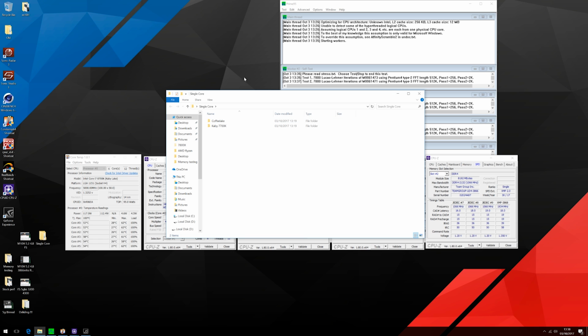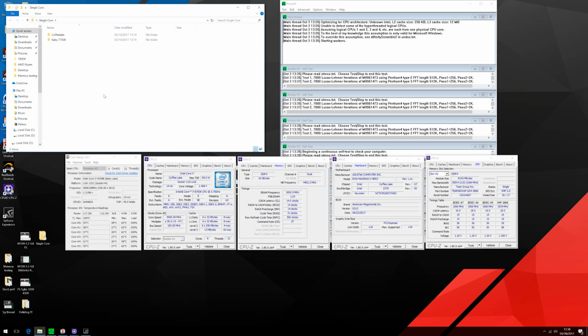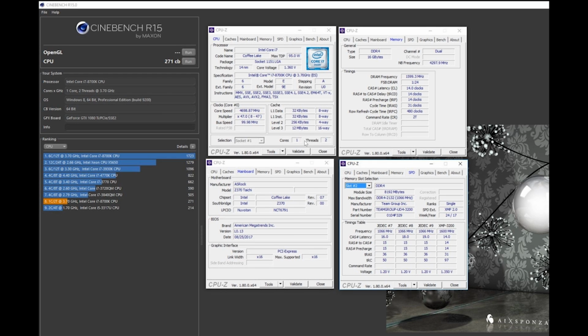So here I'm comparing Cinebench R15 actually, but across the board all the results were very similar. So in R15, this was the Coffee Lake, and you can see 1 core, 2 threads, 4.7, 4.3, with the XMP 8-pack sticks, 3200 C14. And we saw a score of 271 Cinebench points for that single threaded test.